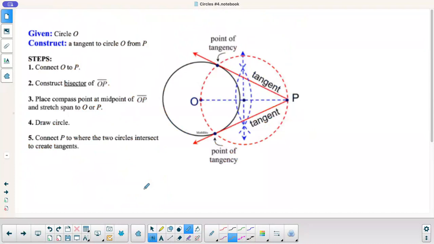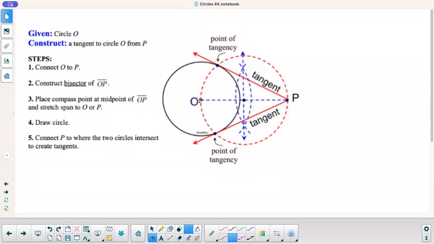All right, the last thing is constructing a tangent line. So if you were given circle O here and point P, the first thing you're going to do is connect the point that you're trying to draw your tangent from and your circle. So you're going to connect them, make OP. And then you're going to do a perpendicular bisector. Now this just says bisector, but it's also perpendicular.